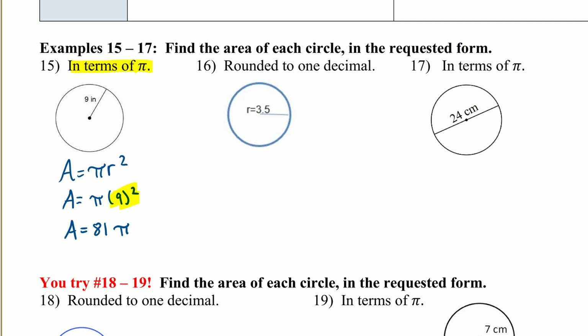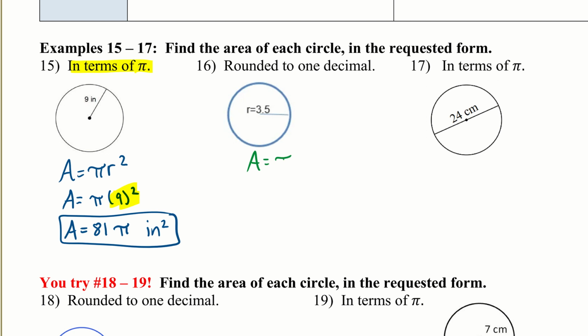Notice I didn't actually write pi as like 3.14159. I just kind of kept it there as its own special number. I still do want units at the end, so I'll write inches squared at the end. Let's take a look at the next one.